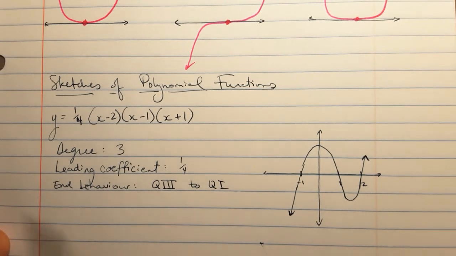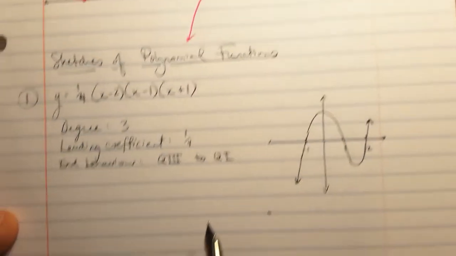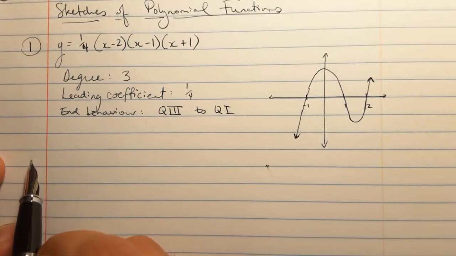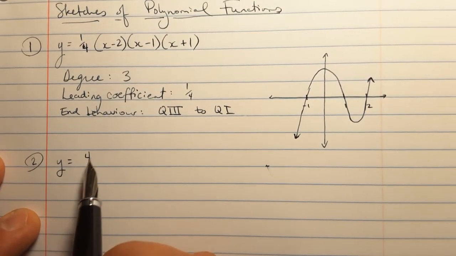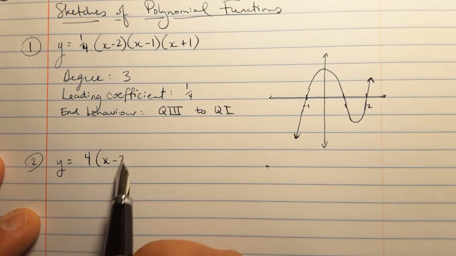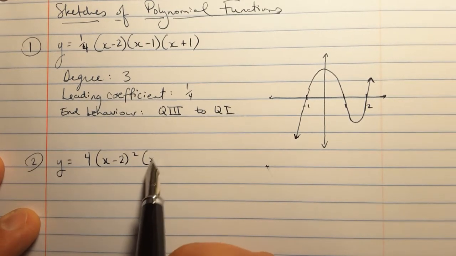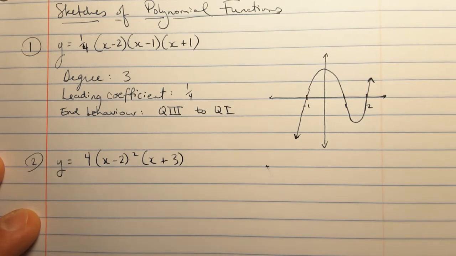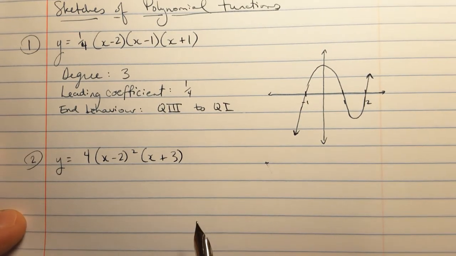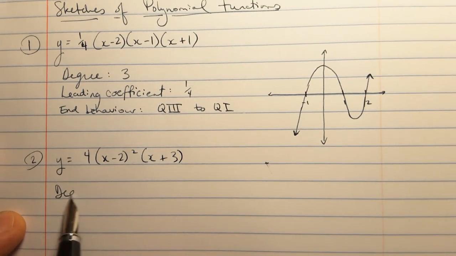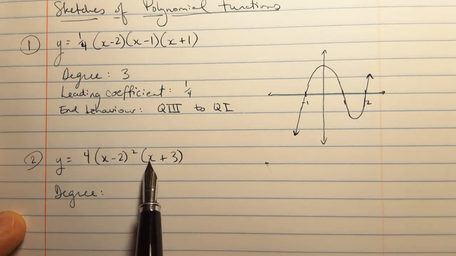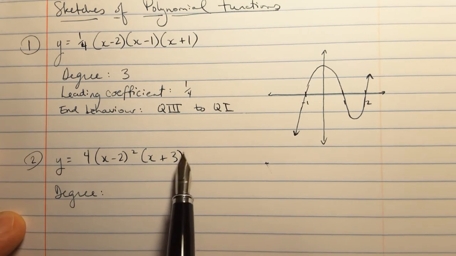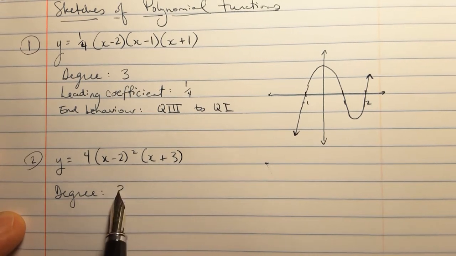Okay, let's try a second example. That's number 1. How about y equals 4 times (x minus 2) squared times (x plus 3). So a little bit different this time. Let's check out the degree again. Well, we have 2 of these, so there's going to be 2 x's multiplied together here, one of them here, because there's only an exponent of 1, so that's again a total degree of 3.